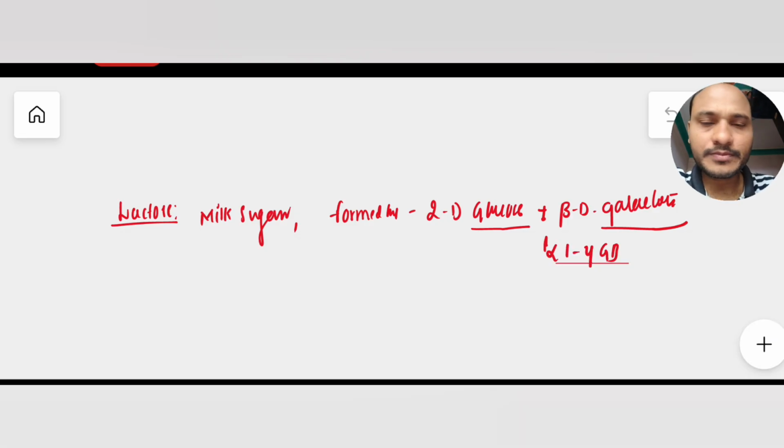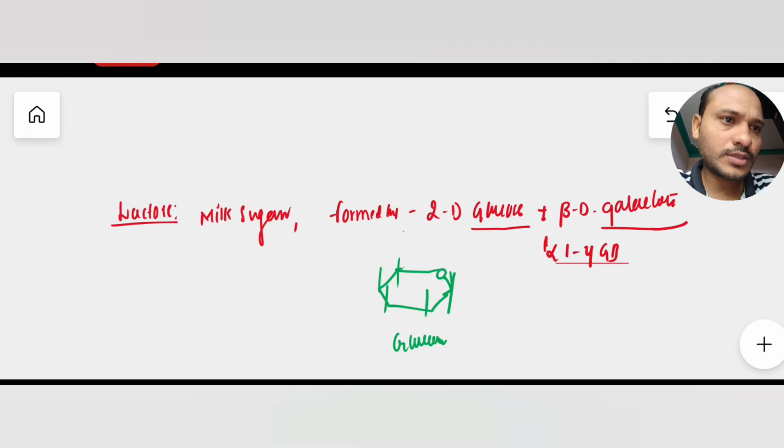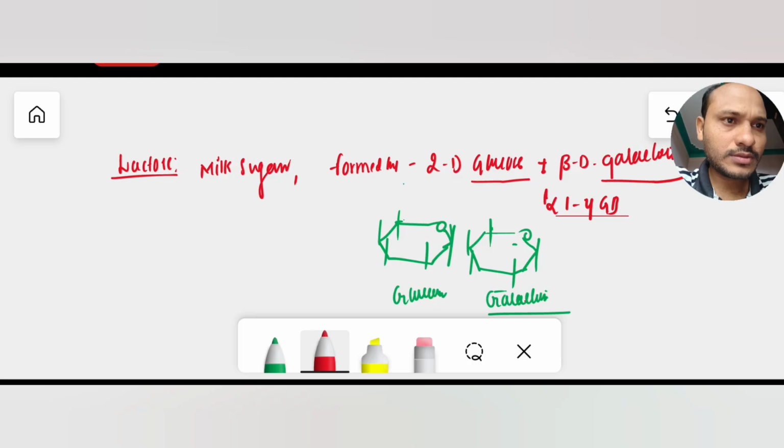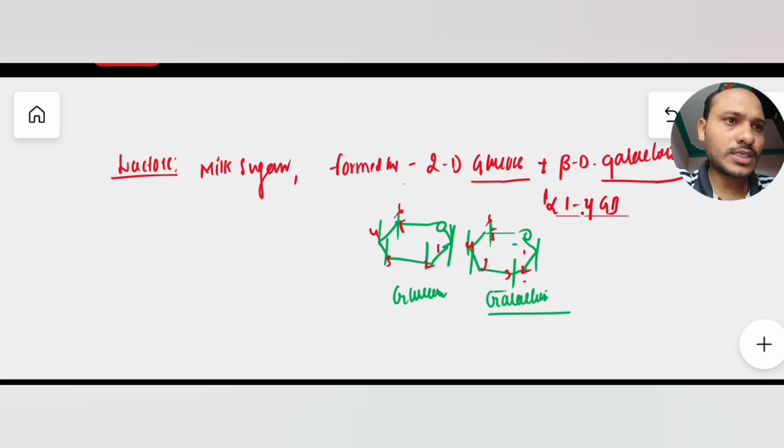Both have a pyranose ring form, like glucose and galactose. Here we have the glucose structure. So this side we will do. So this is a galactose structure. So in galactose, the fourth carbon: 1, 2, 3, 4, 5, 6, sixth carbon. So here the bond which is formed is a 1,4 glycosidic bond.